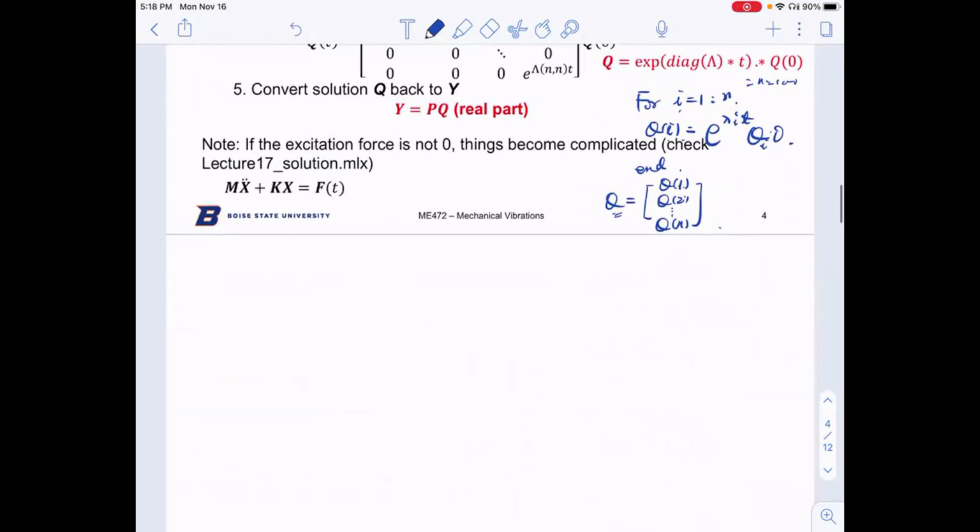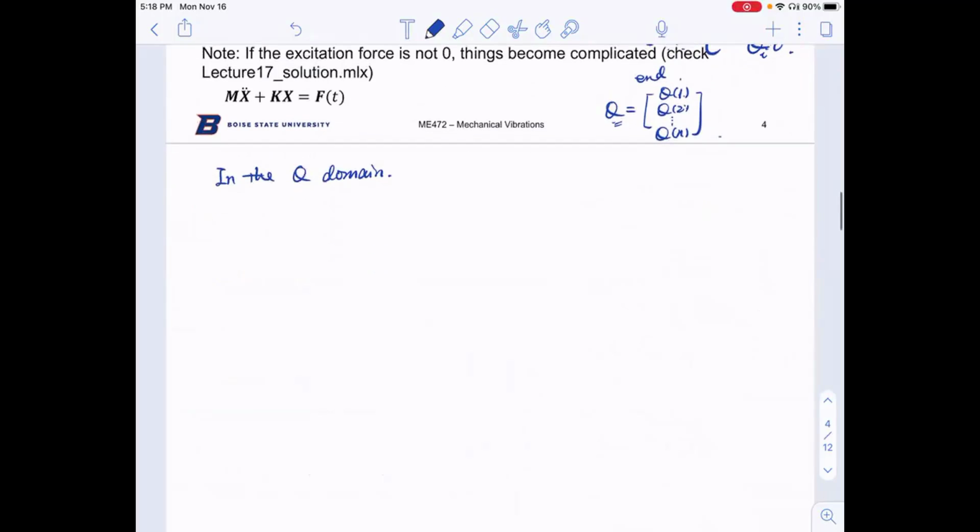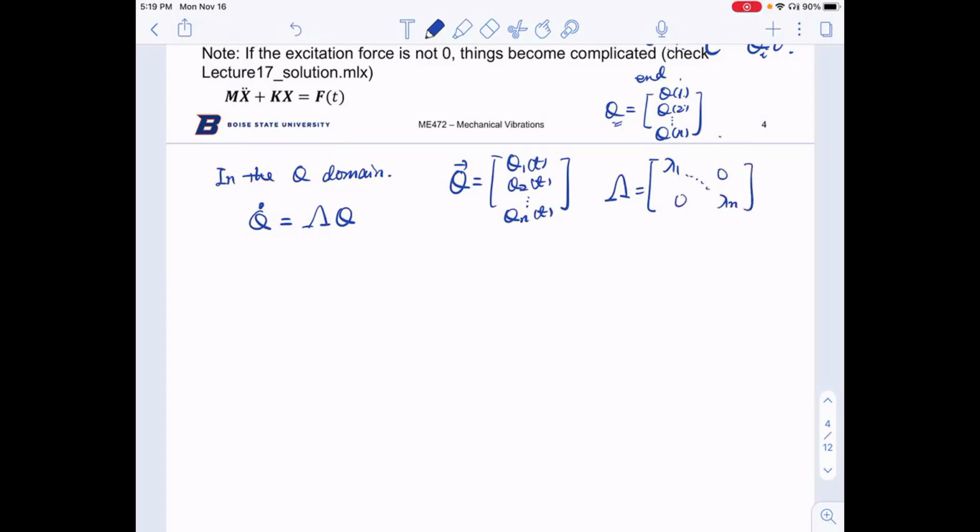So eventually, in the Q domain, let's recall what we have for the Q domain. In the Q domain, you have Q dot equals lambda times Q. Then your Q solution is just Q1(t), Q2(t), all the way to Qn(t). Your lambda is a diagonal matrix, lambda 1 all the way to lambda n. We already know the initial condition of Q, that's just Q1(0), Q2(0), all the way to Qn(0).